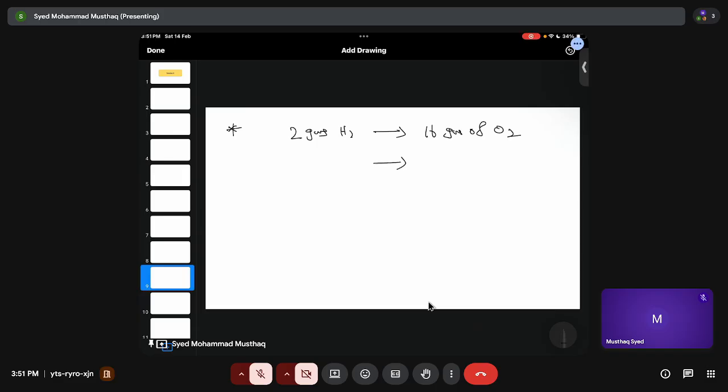Now what if I have X grams of oxygen? Then the hydrogen that is required will be x times 2 divided by 16, so x by 8. This is the amount of hydrogen required to react with x grams of oxygen. So let's say my oxygen content is O.